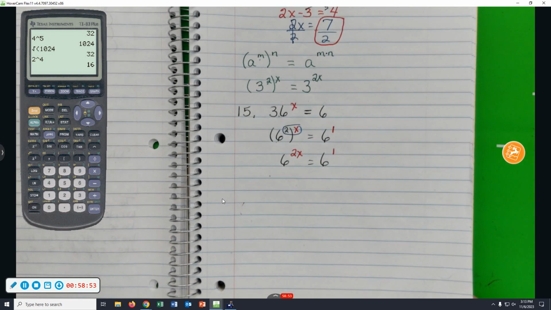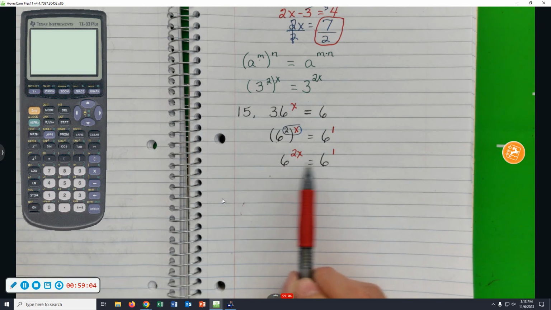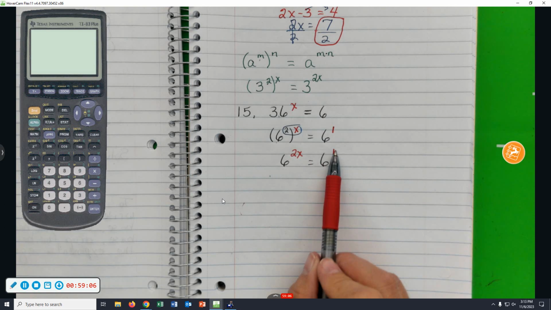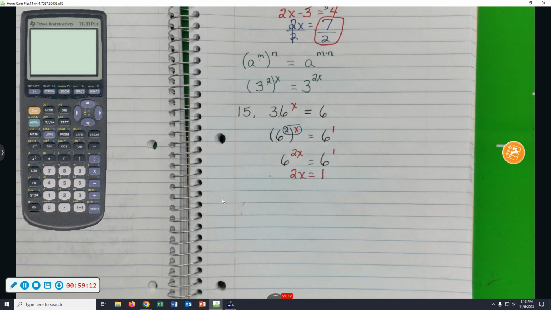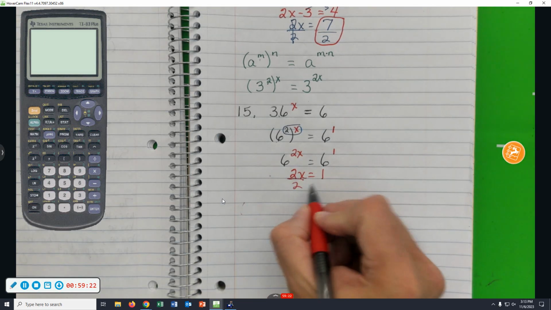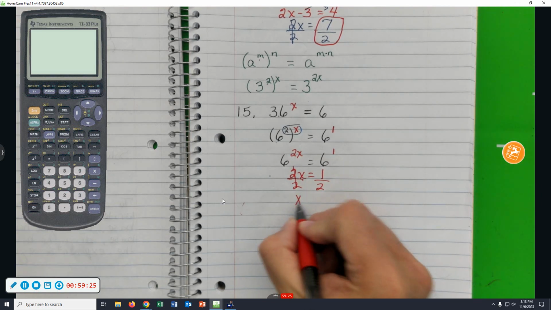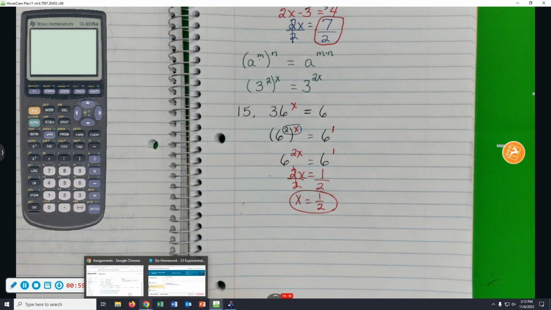Are you following what I've done? Am I going to write any more black 6's? No. Once we have the same base on each side, 6 to a power equals 6 to a power, drop the 6's. And is this something we can solve for x without too much trouble? What do I need to do to isolate the x? Divide by 2? So we have x equals a half. Any question on our logic?